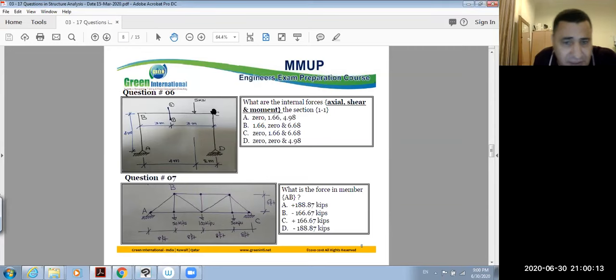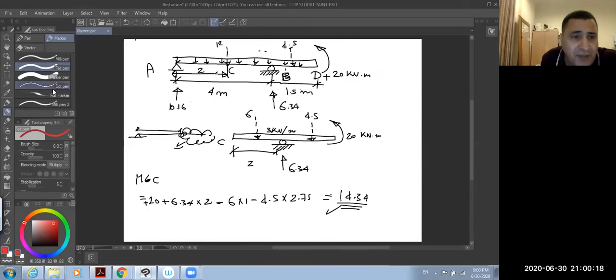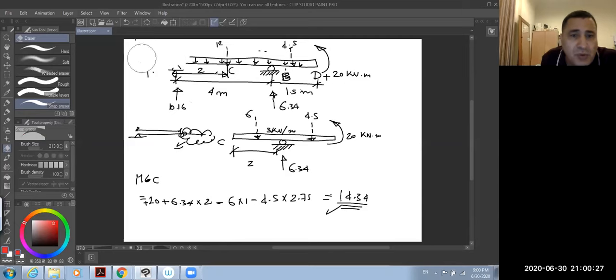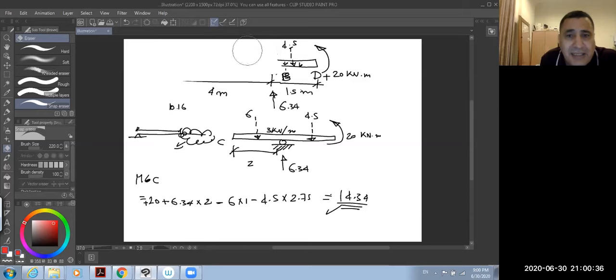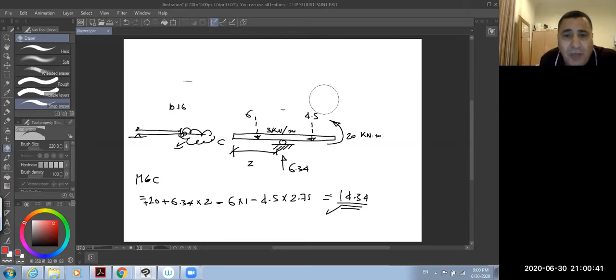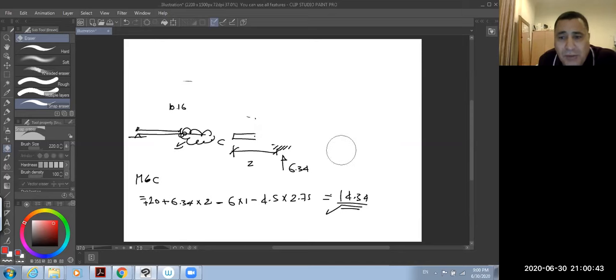The first part is zero force members. How are you going to identify and determine the zero force member without calculation? You only use two rules. We will discuss our two rules now, and from these two rules we will identify the zero force members without any calculation. I will give you rule number one, with an example.